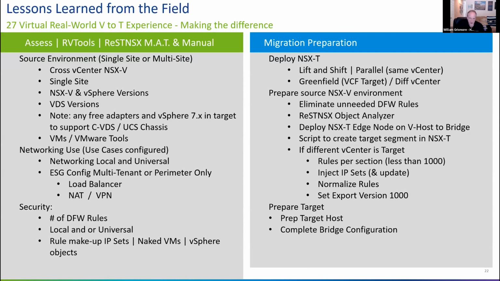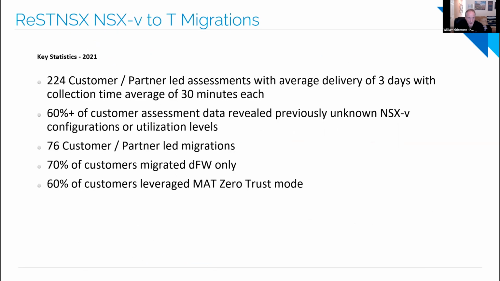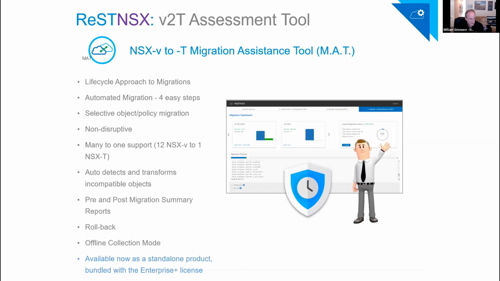You've done all your assessment, you know the environment really well. There are some things you'll notice here in the migration prep, like, for example, in NSX-T, you can't have a section with more than 1,000 rules, or you might have particular things about the firewall rules, and we can help you with that as a partner to look at those things and define them, right? The good thing about this is with the REST NSX tool, you can actually do an assessment. And DJ, I'm going to turn it over to you here so you can talk about your assessment and your migration tool and some of the success you've had there.